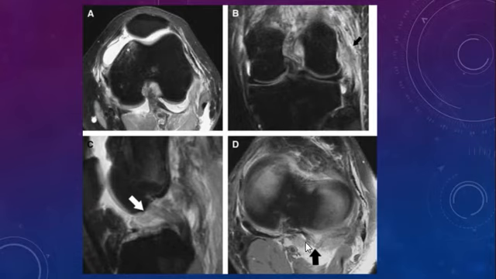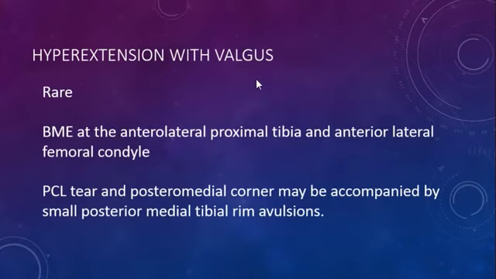The other mechanism is hyperextension with valgus. This will be the same idea with the varus deformity, but the abnormalities will occur in the posteromedial aspect. There will be bone marrow edema at the anterolateral proximal tibia and anterior lateral femoral condyle, and will result in posterior cruciate ligament tear, and posteromedial corner may be accompanied by small posterior medial tibial rim avulsion. With the varus deformity, there were fibular tip avulsion. Here we have tibial rim avulsion.